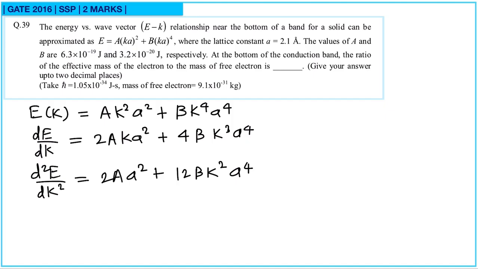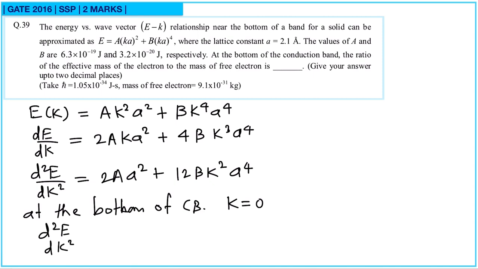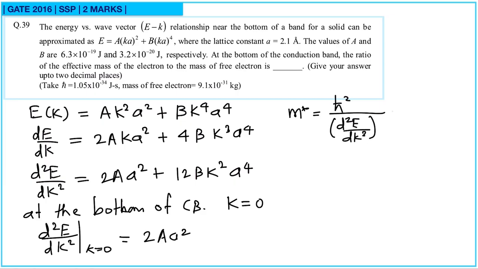Now at the bottom of conduction band, this k will be 0. So if we put k equal to 0, then d2E by dk squared at k equal to 0 will be simply 2A a squared. And effective mass Me star is equal to h cross squared by d2E by dk squared, and that will be h cross squared upon 2A a squared. That will be the effective mass.